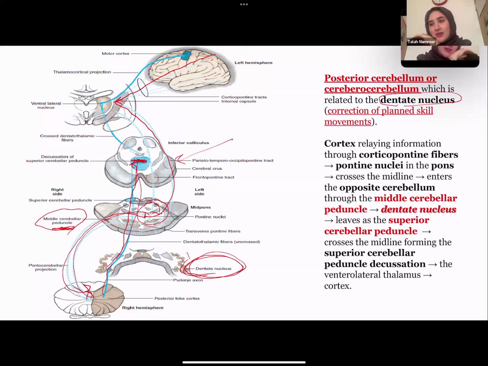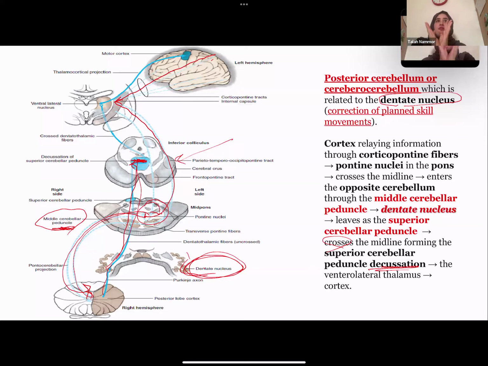That's an important thing. So it crosses the midline and forms the decussation. I'm pretty sure when you took the midbrain, you went over the cerebellar decussation. But what happens is, again, from the cortex it goes to the pons, and from the pons it enters the cerebellum through the middle cerebellar peduncle and goes into the dentate nucleus.